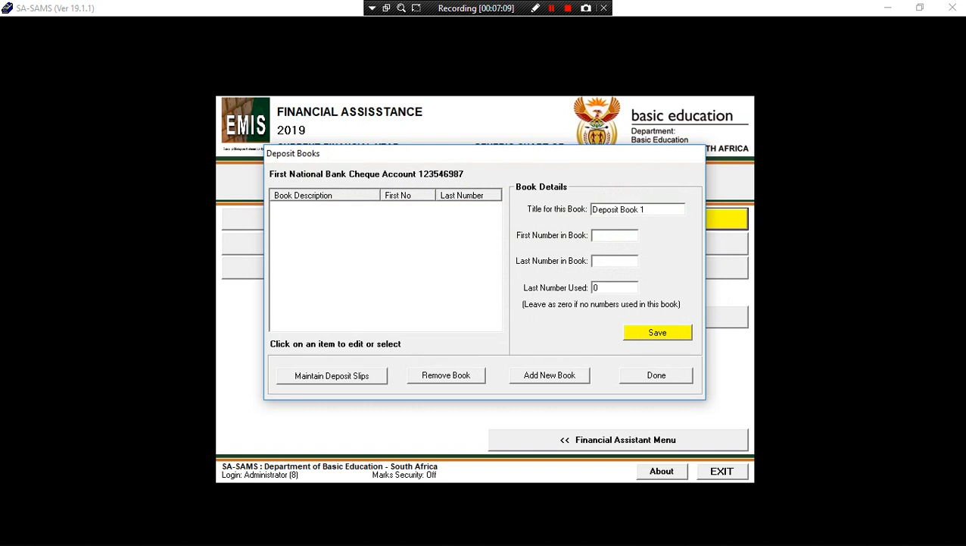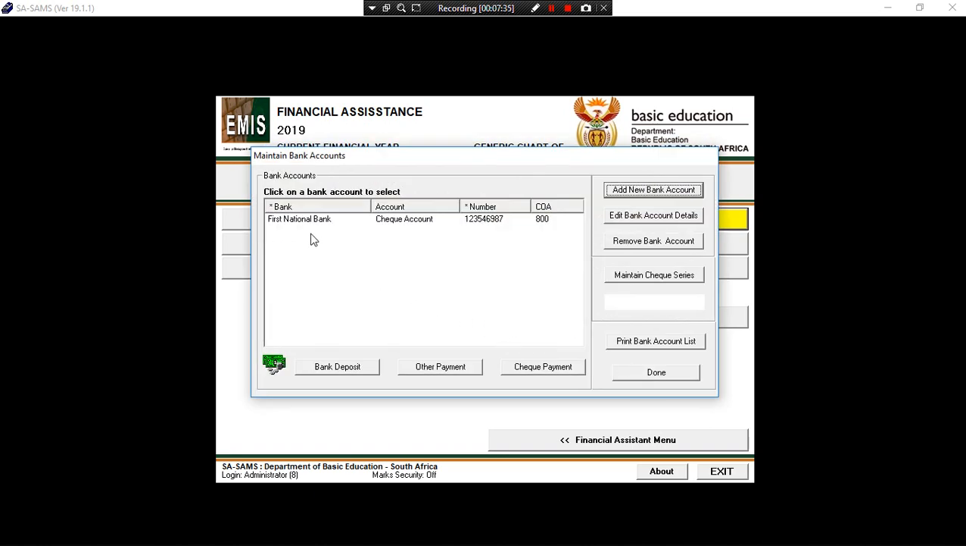Deposit book 1. Our first number in book, remember, school is a new book, is number 1. The last one is number 1000. Then the last number used, we are going to leave it at 0 because we want to record our first check that we issued. There we have our deposit book done.